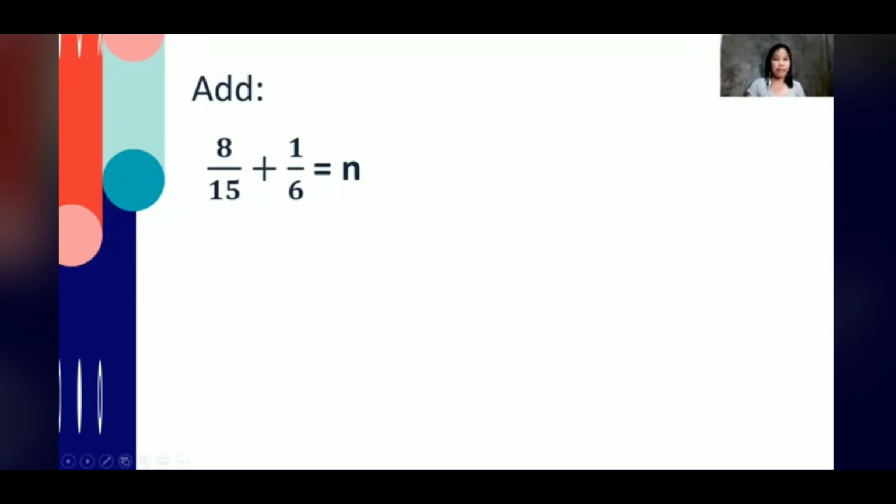Nice. So first step is, correct, get the LCD. So our denominators here are 15 and 6. So let us get the prime numbers of these numbers. So 15 is 1 times 3 times 5. So we'll get 15. So 6, we have 1 times 2 times 3. 1 times 2 is 2, times 3, we have 6.